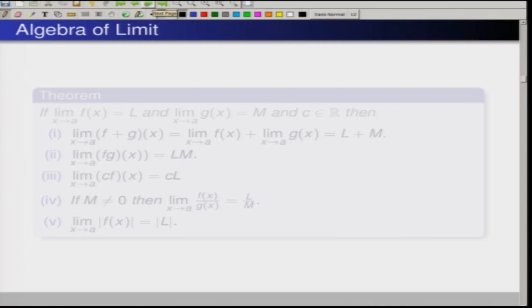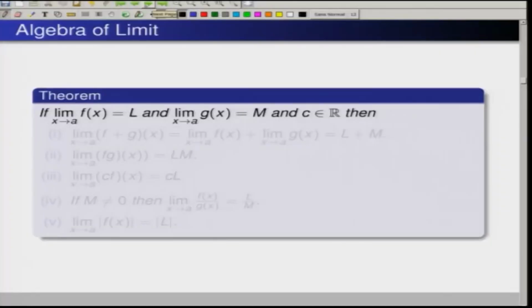Okay. So, now, if f and g both are functions, then we have seen that f plus g is a function, fg is a function, any scalar times f is a function, and f by g wherever it is defined is a function, and |f| is also a function. So, now what happens to the limit? If the limit of f(x) as x goes to a is equal to L and the limit of g(x) as x goes to a is equal to m.